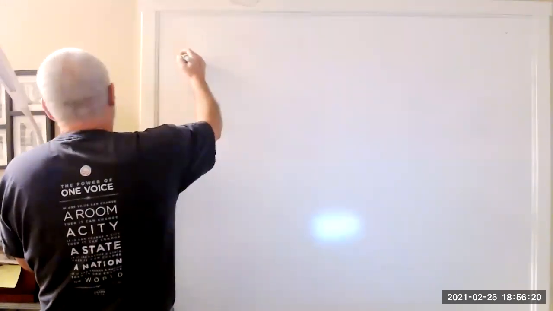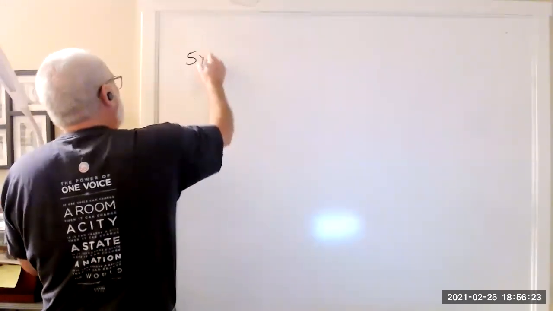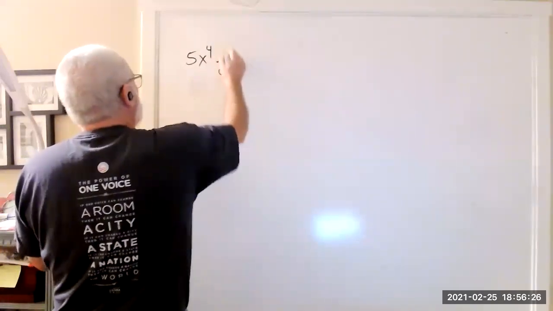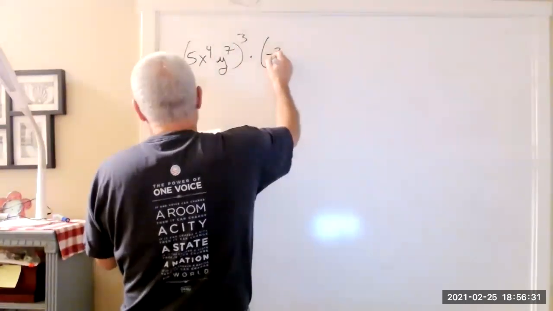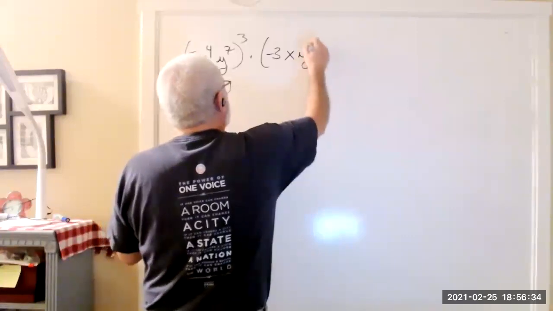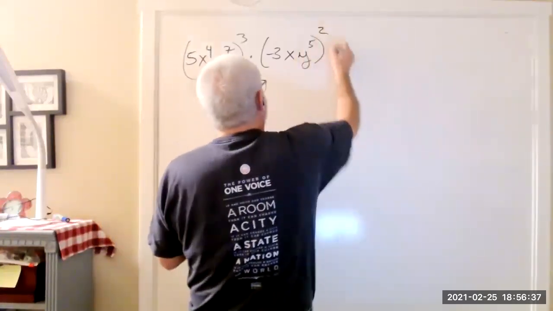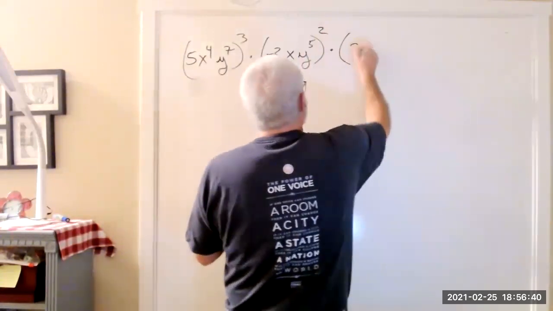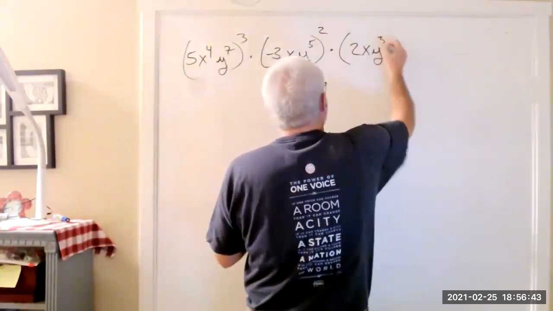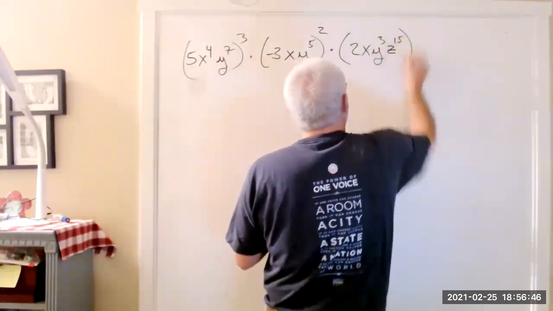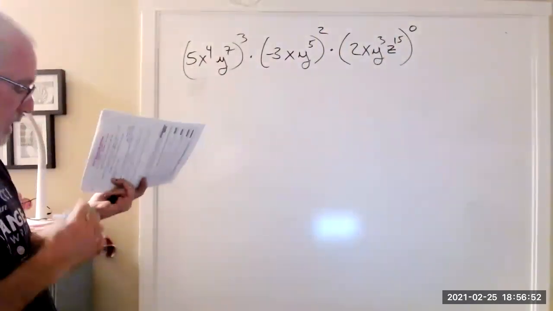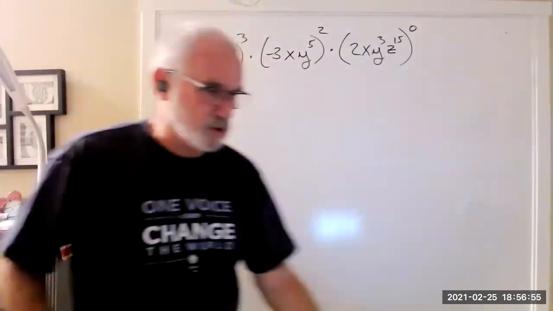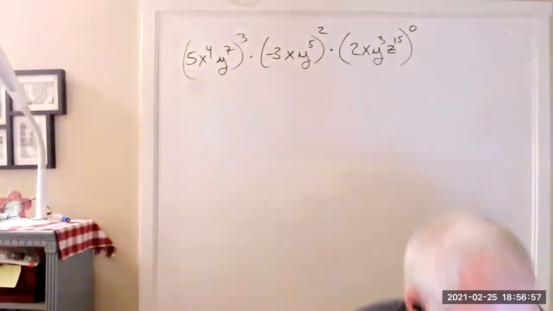Okay, here we go, another problem. This is from last night. We have 5x to the 4th, y to the 7 quantity cubed, times -3 x y to the 5th quantity squared, times 2x y to the 3rd z to the 15th quantity to the 0 power. Take 2 minutes, I'll pause the recording, and give that a try.